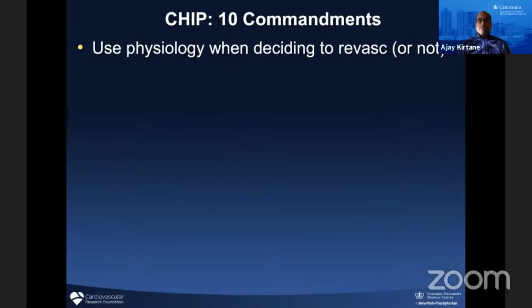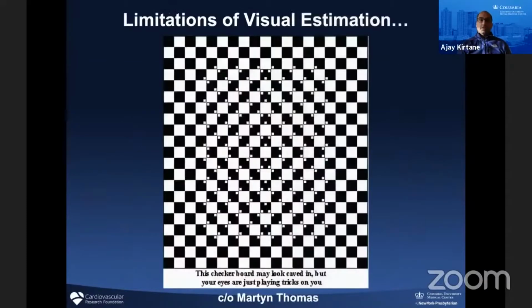So first, I'll start off by saying I do think physiology is really important to understand and to use when deciding to revascularize or not. Some people think that there's no role for physiology in CHIP cases, and I would strongly argue against that. The reason is that we know that our eyes can sometimes deceive us. And this is just an example of a slide shared by Martin Thomas, where these lines look curved, but in reality, because of the dots and the colors, they actually are straight. And so the same principle can happen when we think a lesion needs to be treated, but yet maybe it's not hemodynamically significant, and physiology can be the arbiter between those two things.